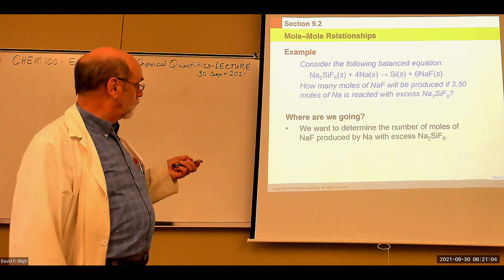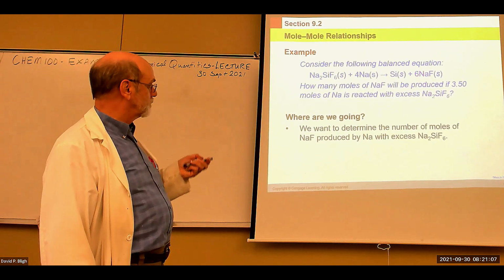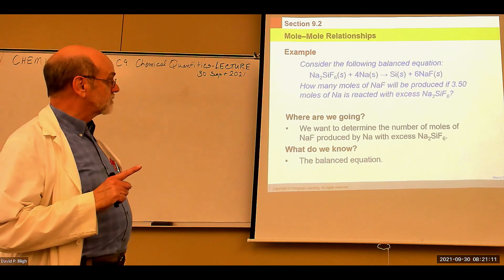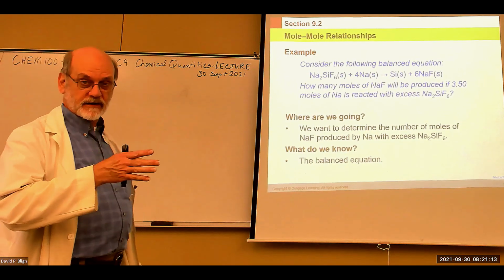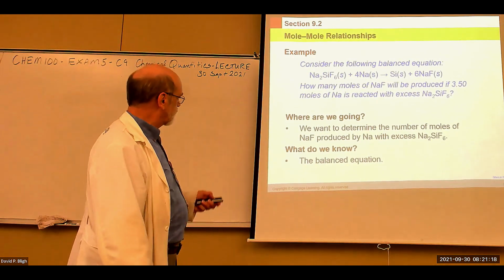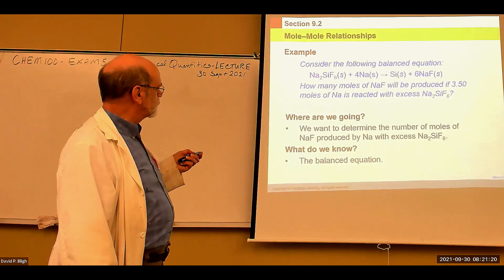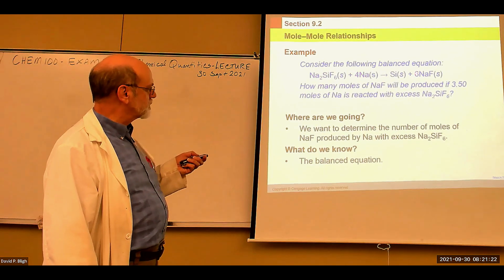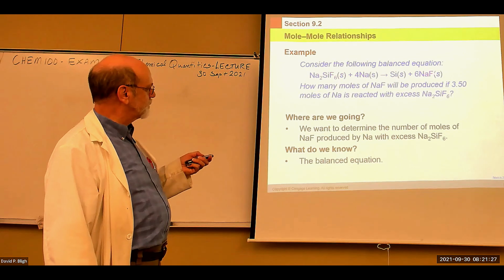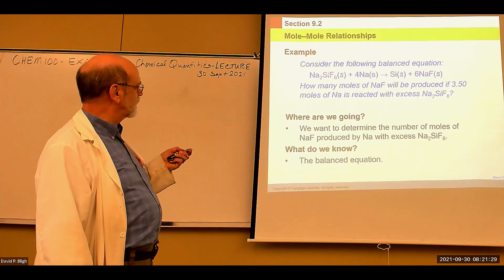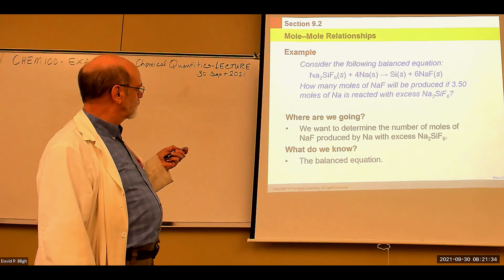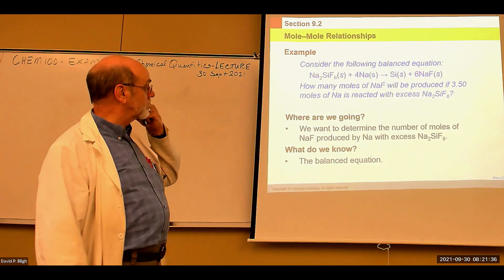So what are we headed for? We want to know how much sodium fluoride we can get. We got a balanced equation. We got to be sure that it's balanced. If the equation is not balanced, then you can't go any further. So let's check. 2 sodiums plus 4 is 6 sodiums. 6 sodiums here, that's good. 6 fluorides, yep, 6 fluorides. 1 silicon, and 4 sodiums plus 2 sodiums is 6. Okay, so we're good.